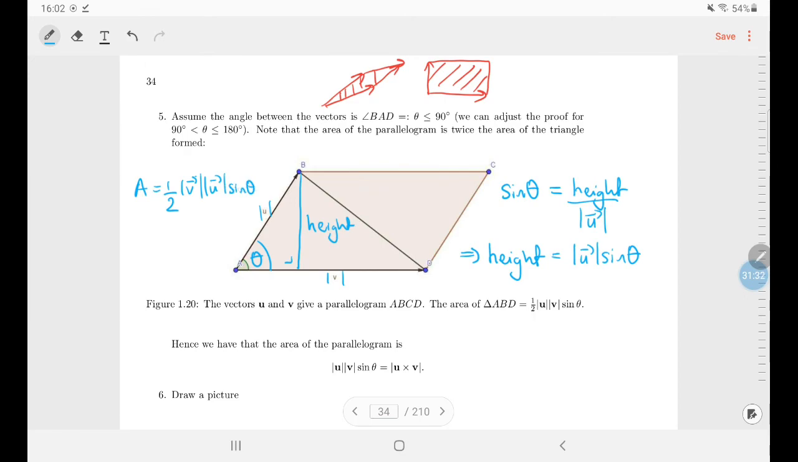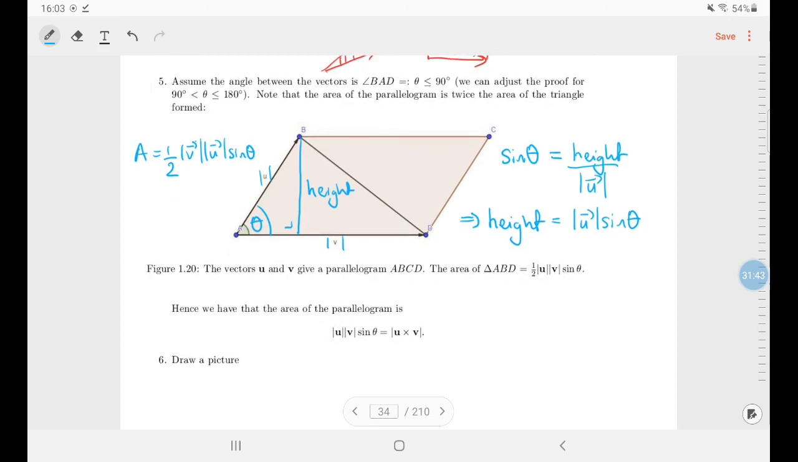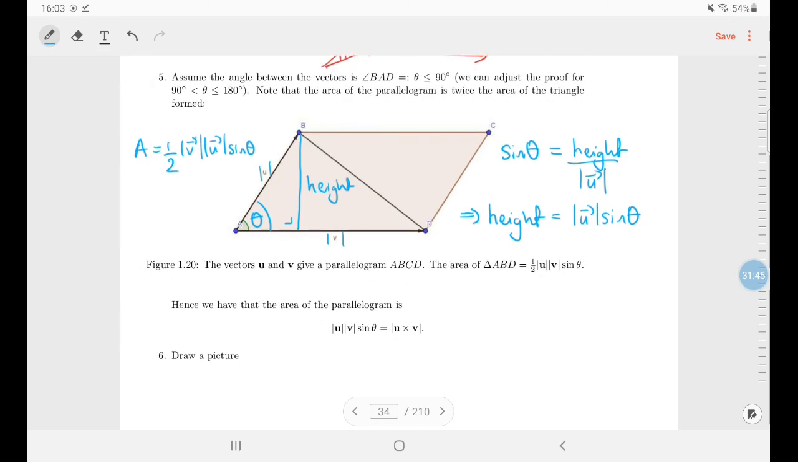And if you double that, because these two triangles are exactly the same, since they have all the same lengths, if you double this area, you get the area of the parallelogram, which is the same as the magnitude of the cross product.